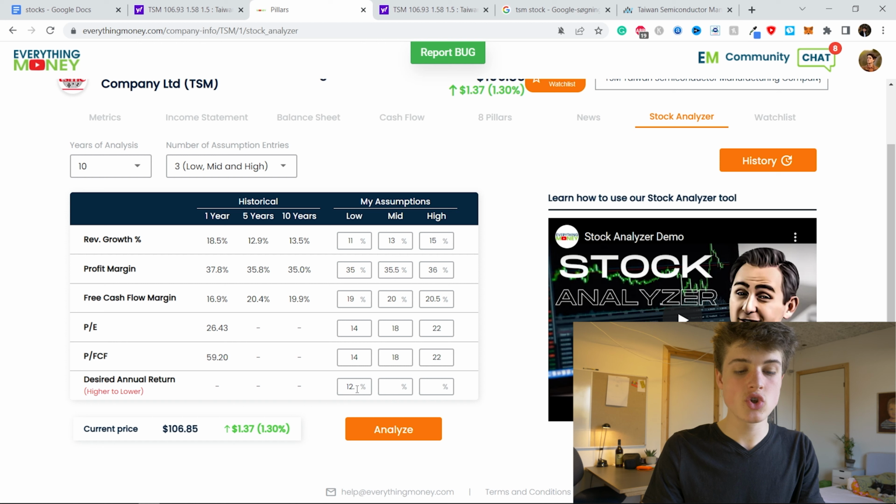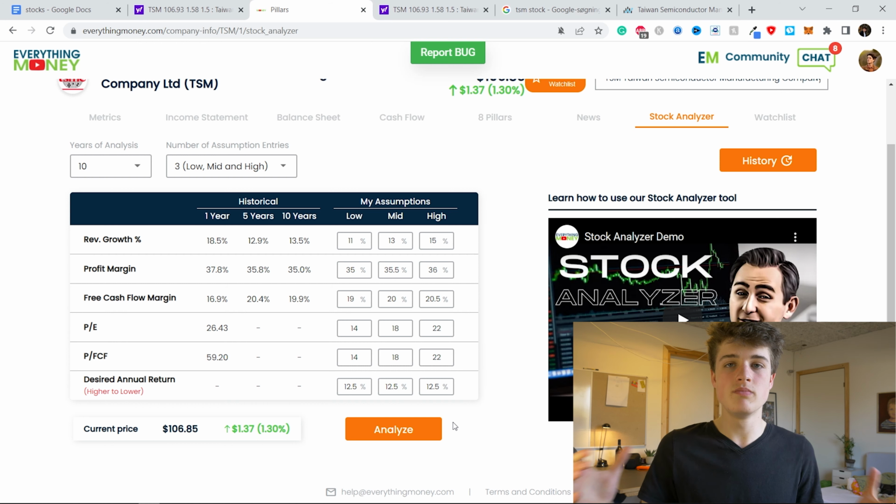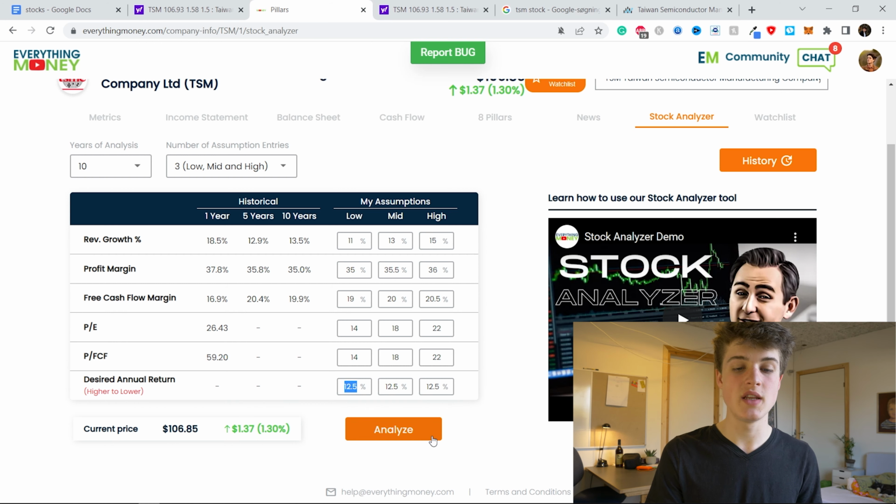So I'm putting in here 12.5% desired annual return. And the reason for this: the S&P 500 has over the past century given an average return of 10.5%. When you're taking your time to invest in individual stocks, then you want to make it worth your while, basically. So that is why I'm putting in 12.5% here.